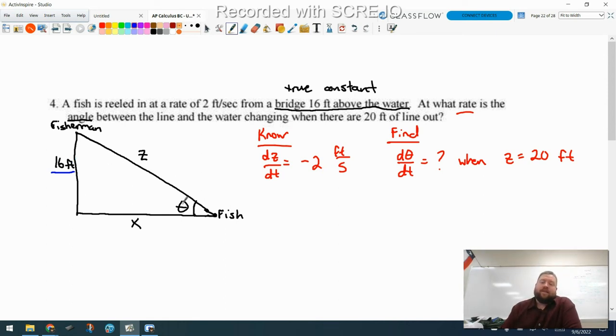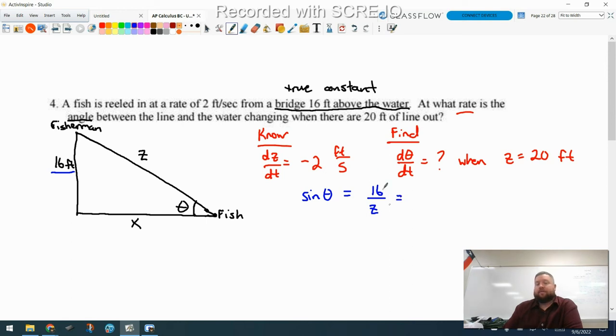So if I think about what I can do to involve theta with the true constant and with z, it's looking a lot like a trig equation. If I do sine of theta, sine is equal to the opposite over the hypotenuse. That's what we want to do here. So sine of theta is equal to the opposite, which is 16, divided by the hypotenuse, which is z.